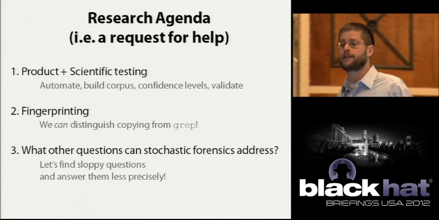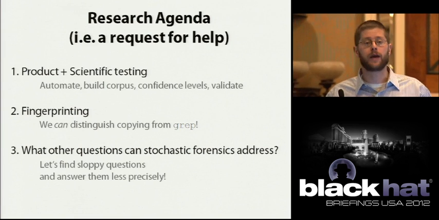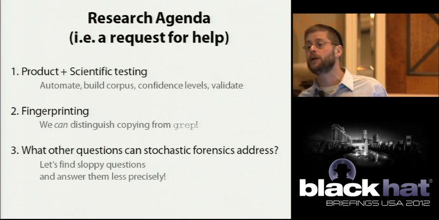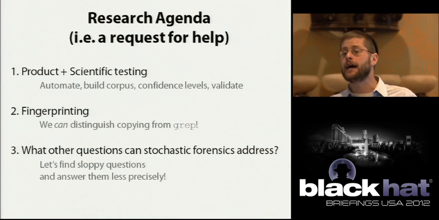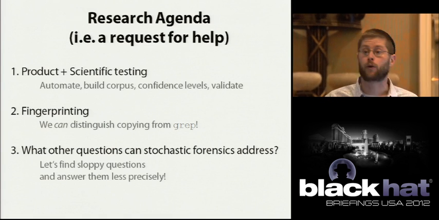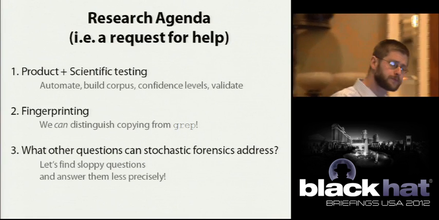I'd like to build confidence levels. How reliable is this? Can we actually use the model to give us a probability value? We could say there's an 80% probability that data was copied on this date. I'd like to validate in lots of different cases, in the presence of different operating system versions like you pointed out, or different antivirus versions like you pointed out.